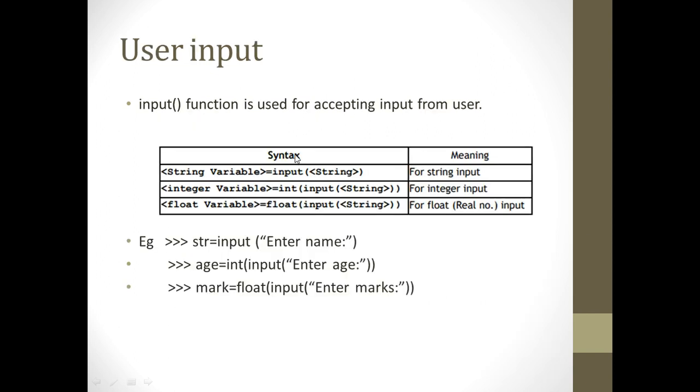To accept the input, by default, the input that is accepted is in string format. It can be typecasted to integer or float. So, for example, input of enter name. Here the user will enter a name which will go to this particular variable. Another example, if I say input enter age, this accepts an input which is converted into an integer, and that goes and sits in the age variable. Input enter marks gets converted to a float, and that goes to marks.